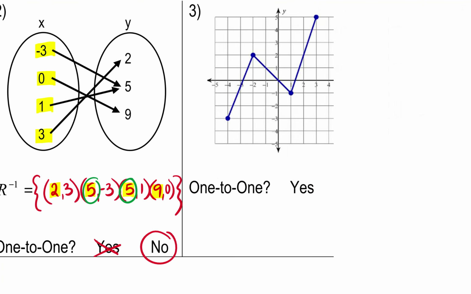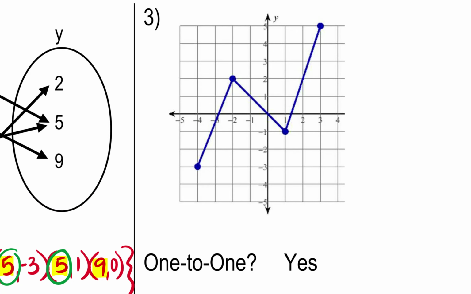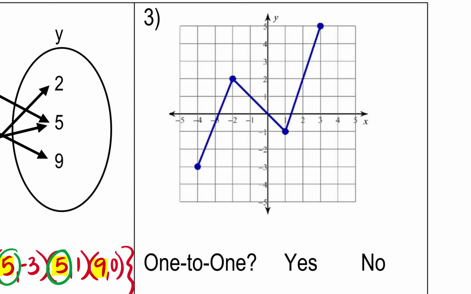Alright, my last one. Notice I can't write an inverse relation for this. I'm not even going to show you how to graph an inverse for this one. It'd be too much. We don't need to do that. The only thing I need to know, looking at a graph, is whether this is a one-to-one function. And you think, well, how would I know that?